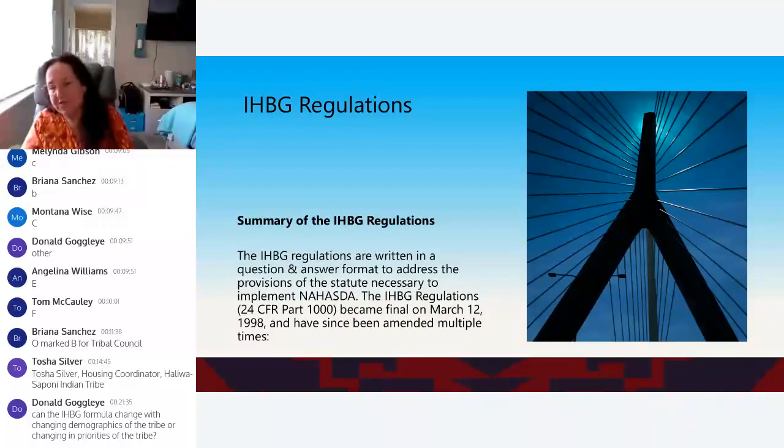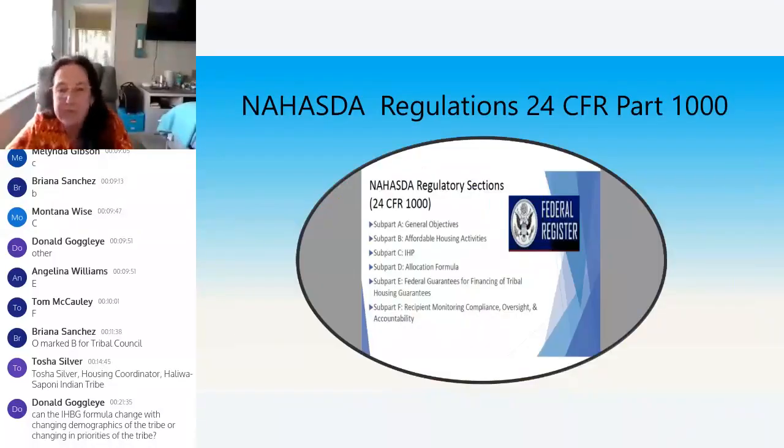So the summary, basically our regulations, this part used to drive me crazy and sometimes it still does. It is written in a question and answer format. So where I would get frustrated, it would be like, that's not the question that I have though, but that is how they are written. Okay, to address the provisions of the statute necessary to implement NAHASDA, the regulations at 1000, they became effective in 1998. And they have been amended several times since then.